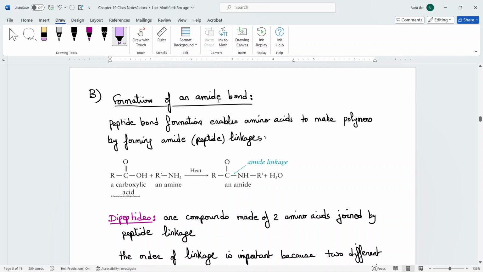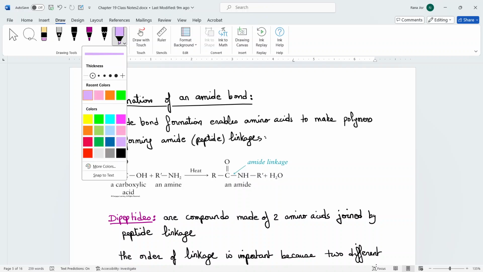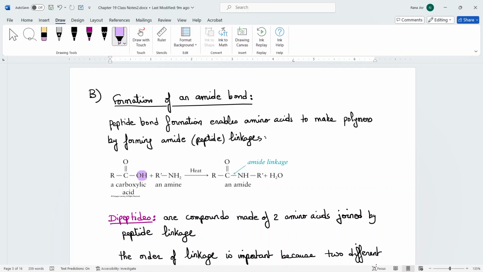Another reaction explains how two amino acids connect with each other. One end of the amino acid, the carboxylic acid, will lose an OH, and the other end of the amino acid will lose a hydrogen. So I'm losing water, and I'm going to connect them and form an amide linkage, which I'm going to call a peptide bond. This bond connects two amino acids with each other.